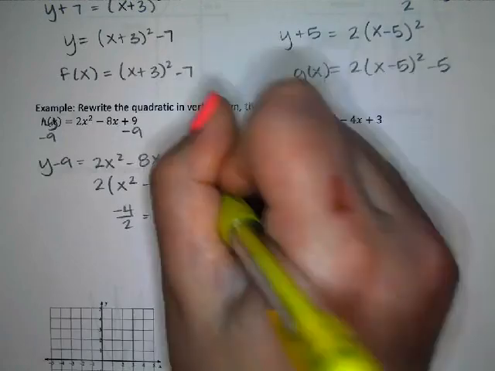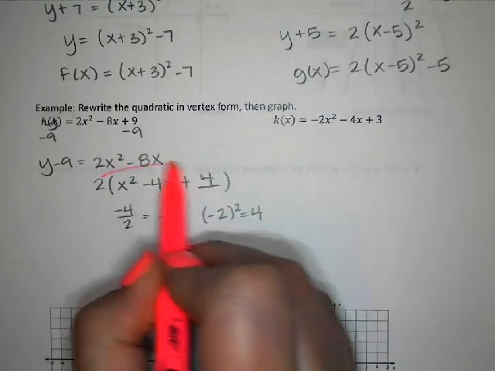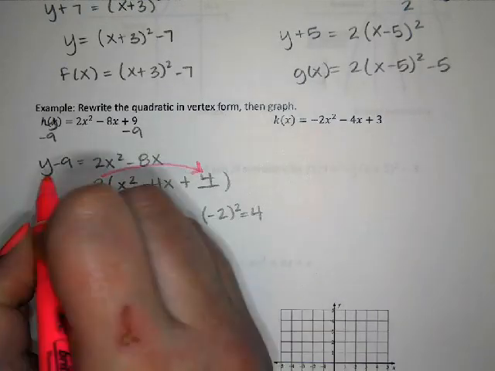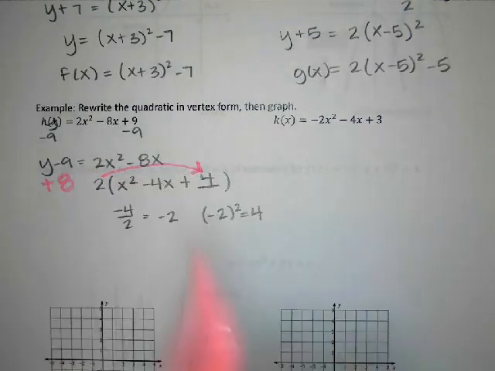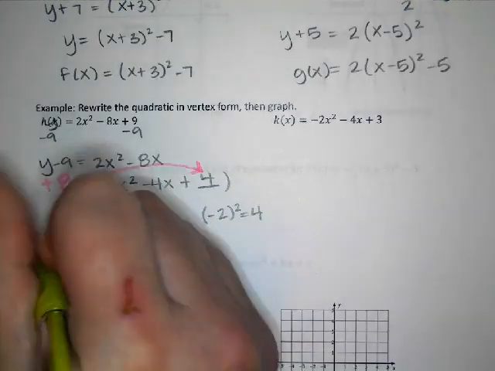So 4 is the number that completes the square, but I didn't actually add 4 to the right side of the equation. I actually added 2 times 4 to the right side of the equation, which means that I really added 8. So negative 9 and 8 gives me negative 1.